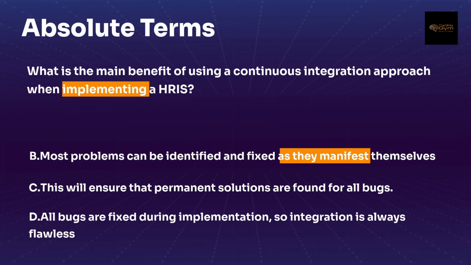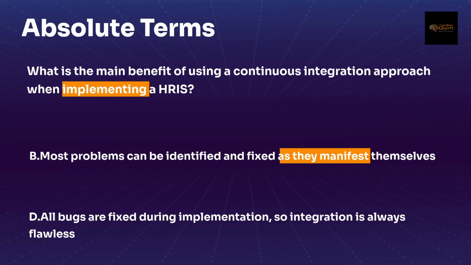Option C. This will ensure that permanent solutions are found for all bugs. Now this is an easy one. By now I am sure you are able to pick up the absolute term, which in this case is all bugs and permanent solution. So we can easily eliminate this option.